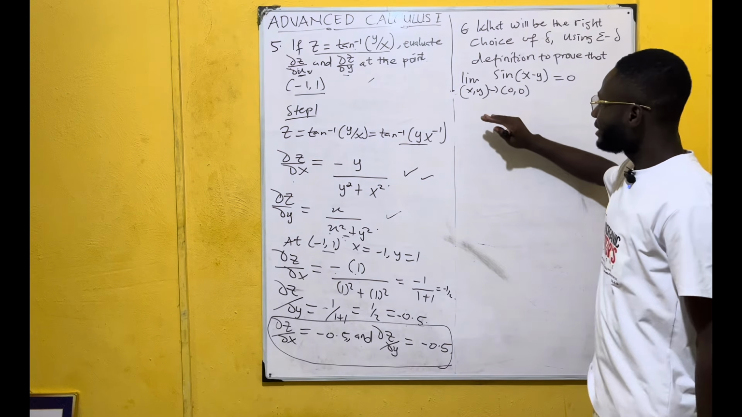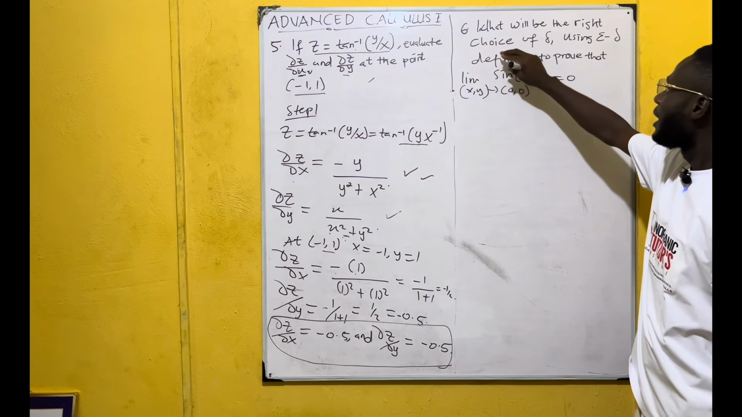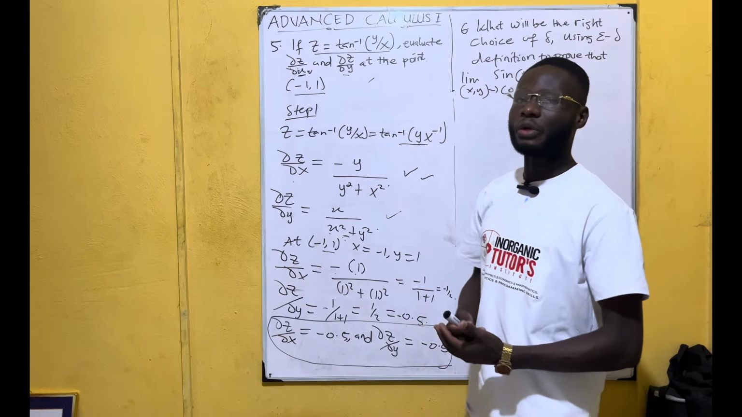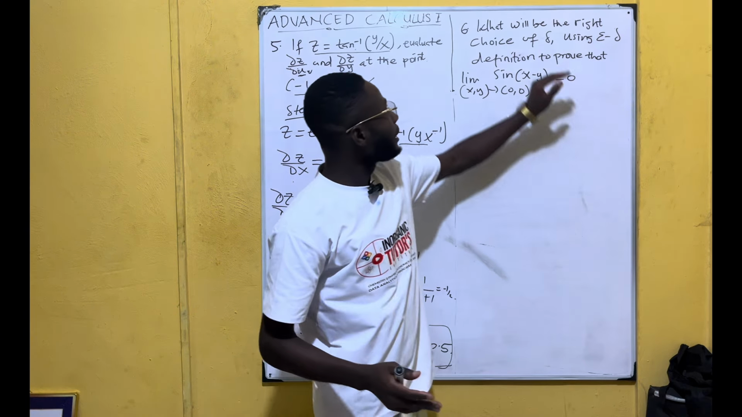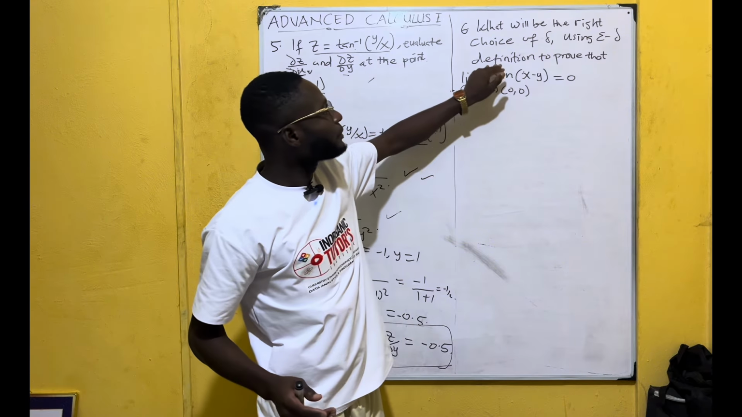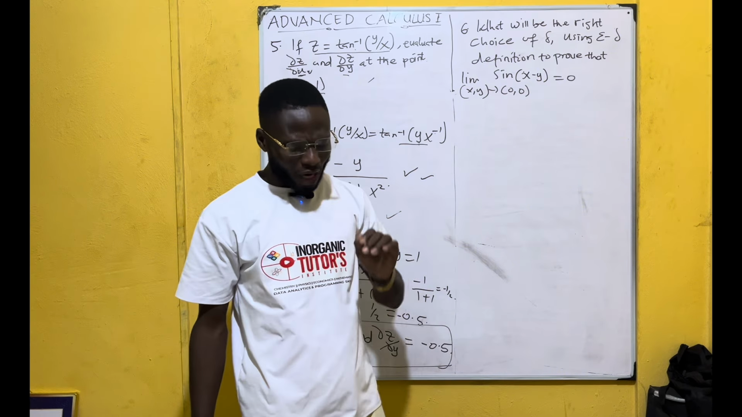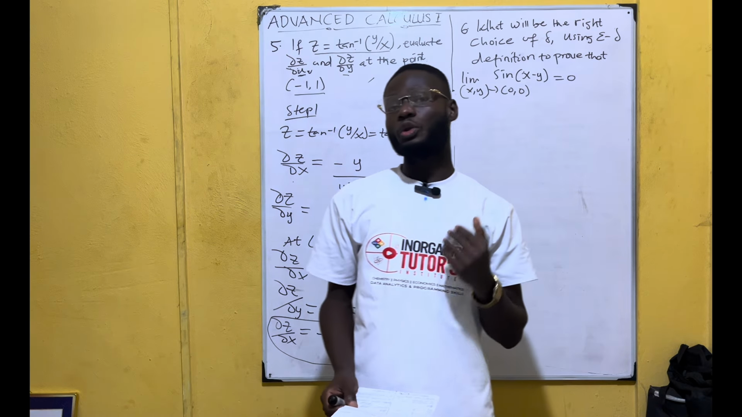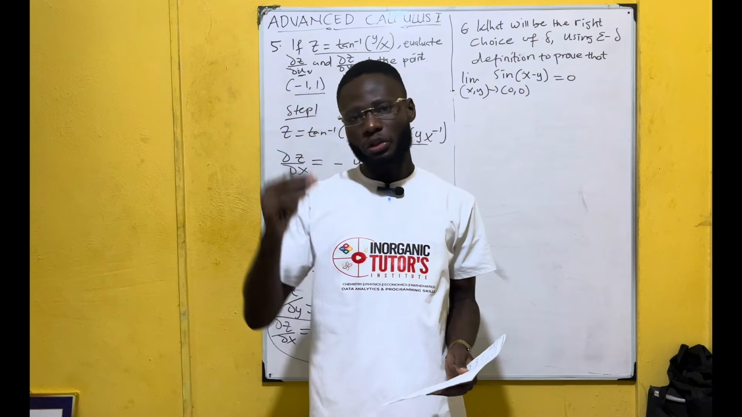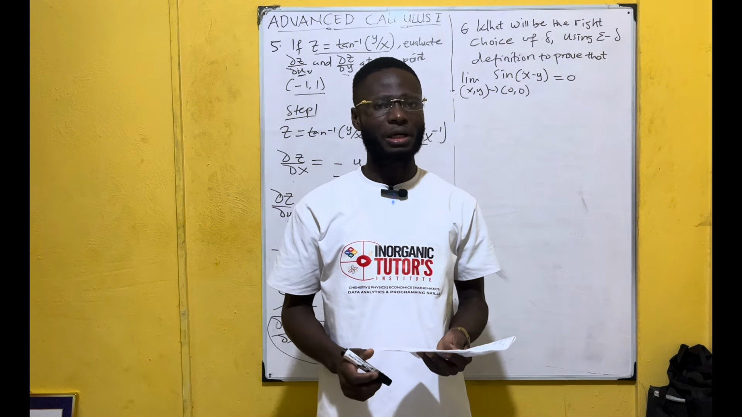Now, with question number 6, right? With question number 6, we want to find the right value or the right choice for delta, so that we can use the epsilon delta definition to prove this, right? So how are we going to do this? We have to go through the process, okay? But this time we are not going to go through the lengthy process. You just have to use the tricks, and then we are good to go.